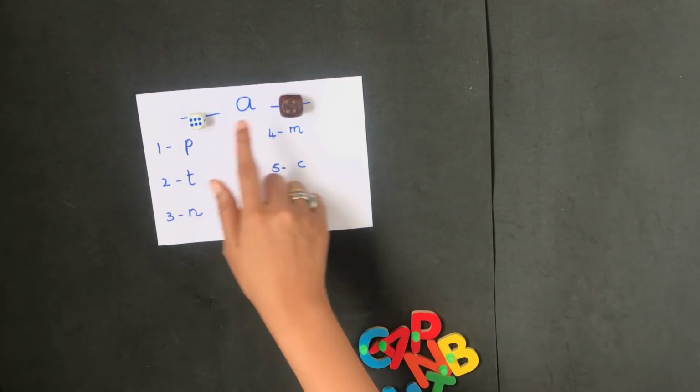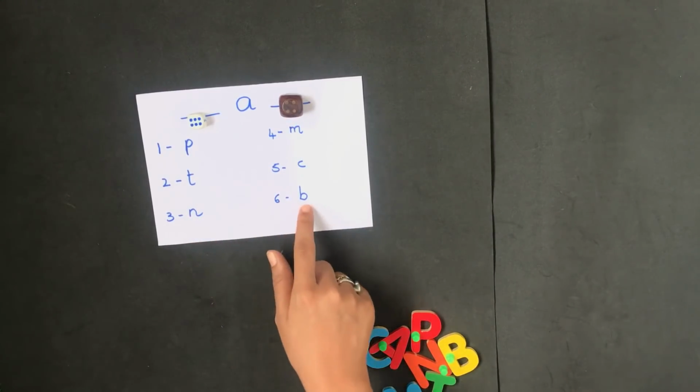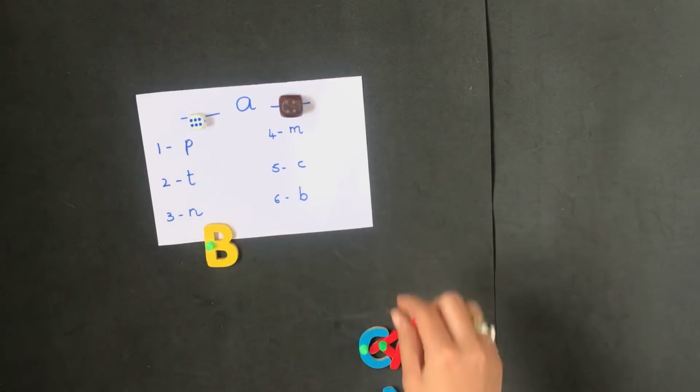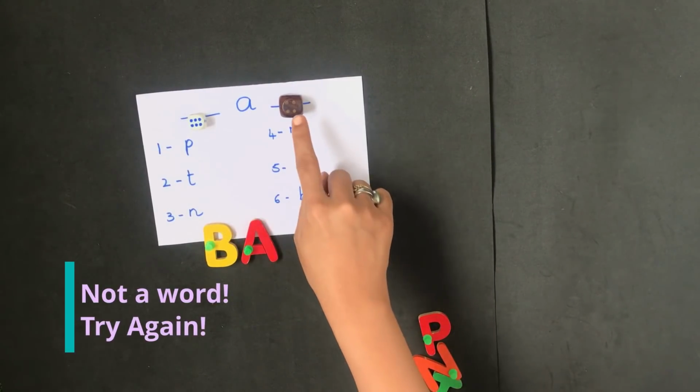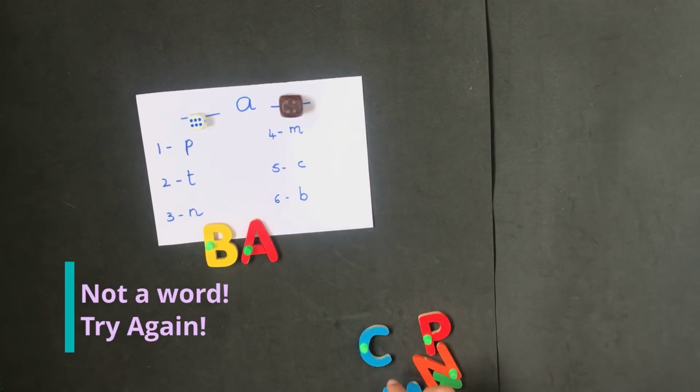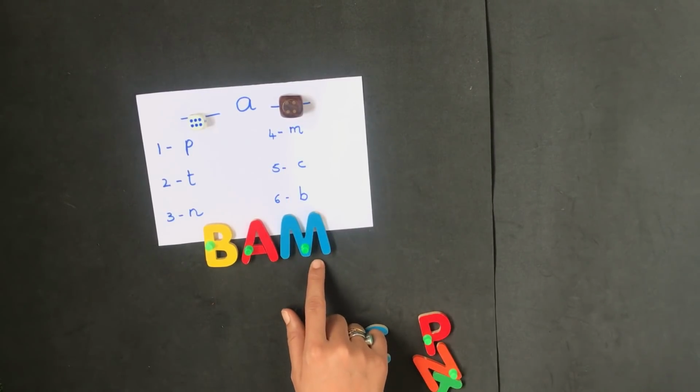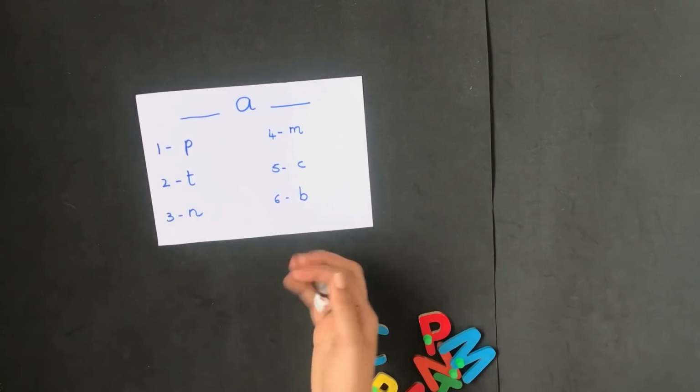Number 6 has letter B. We'll place letter A, that's already written. And number 5, oh, that's number 4. Number 4 is M. That was a boo-boo word.